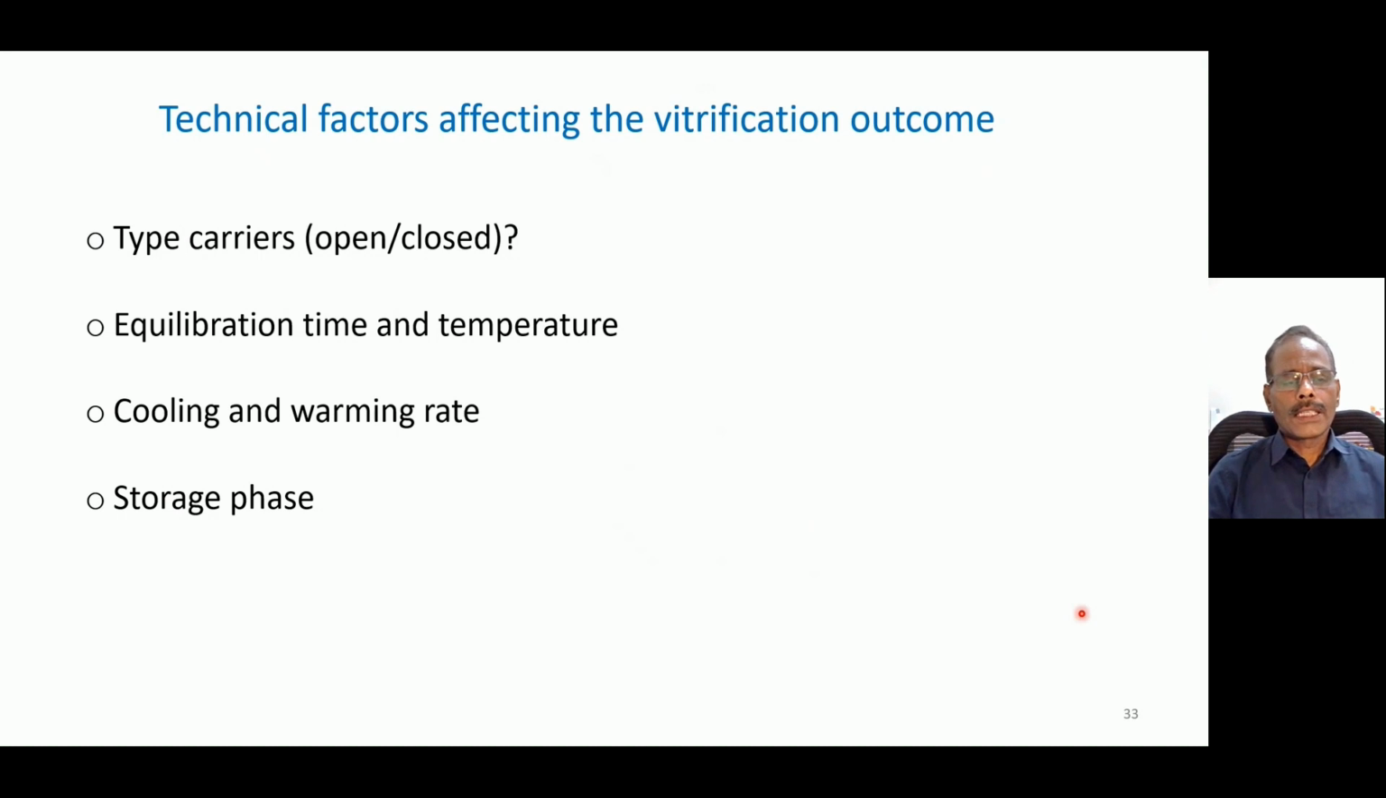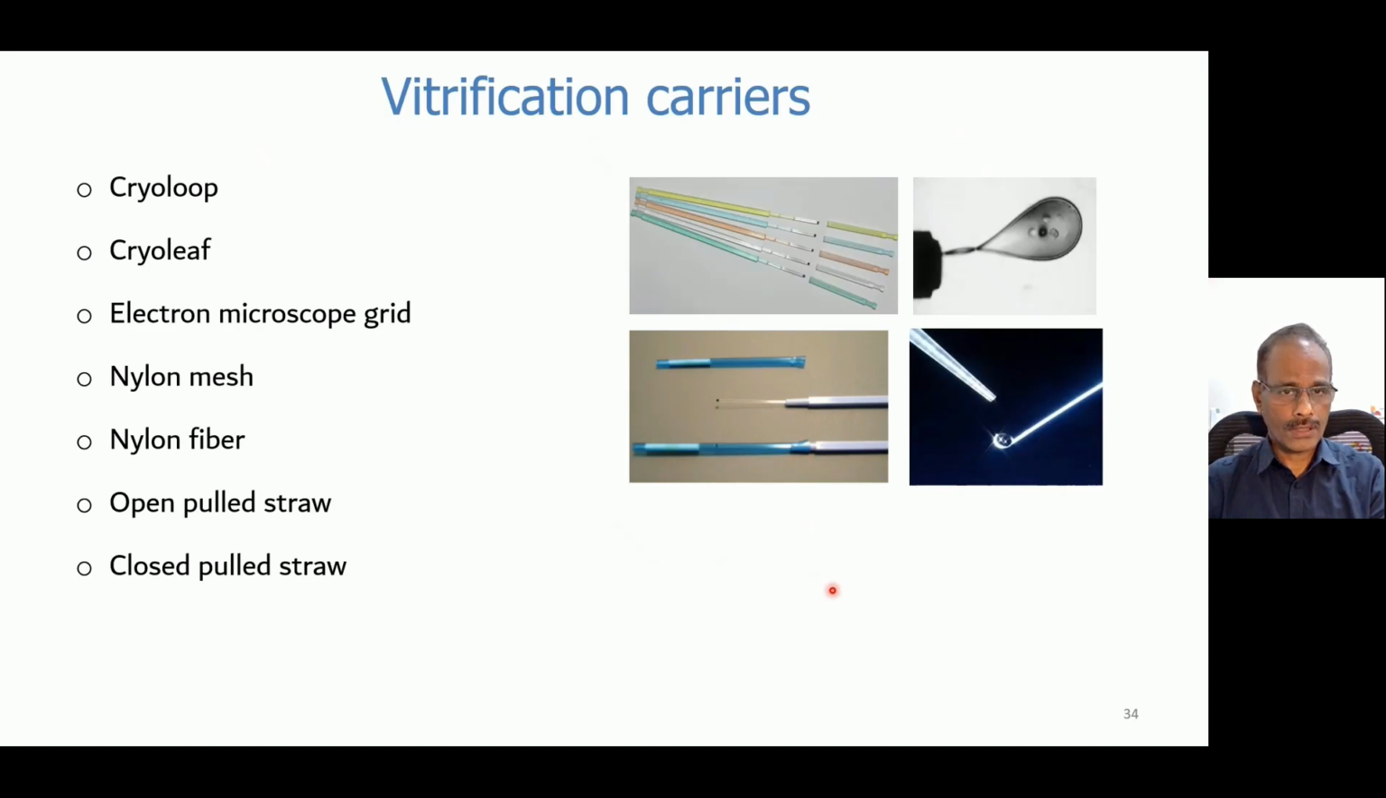Now, I would like to briefly discuss some of the technical factors which can affect the vitrification outcome: the type of carriers, whether they are open or closed carriers. There is not much of a difference, which I'll be showing you later. The equilibration time and temperature, the cooling and warming rate, and the storage phase. These are some of the important technical factors known to affect the vitrification outcome.